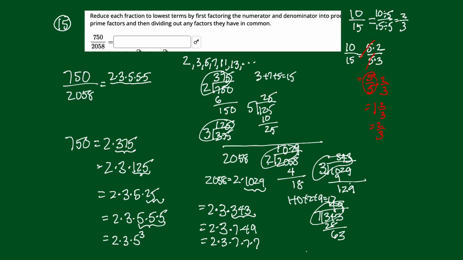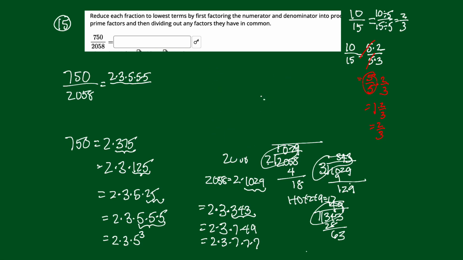Okay, so let's get some room here. I'm going to erase some of this stuff that we don't need. And I'm going to say now that this denominator up here, that 2058, is equal to this product of primes, 2, 3, and then 3 7s. So we're going to get 2, 3, 7, 7, 7.